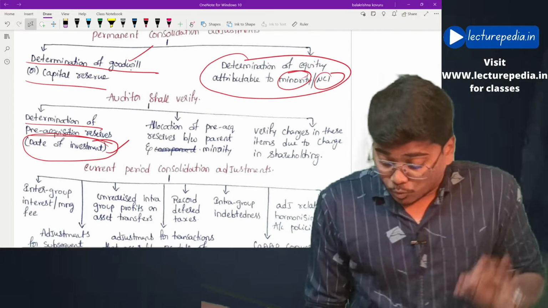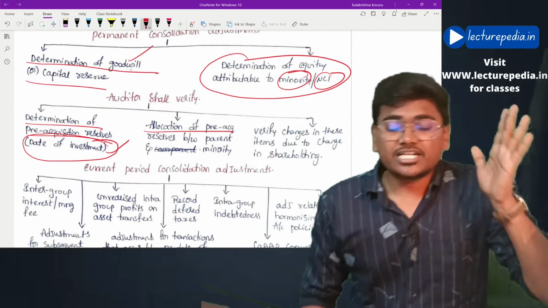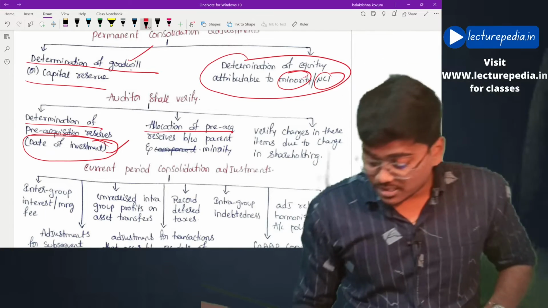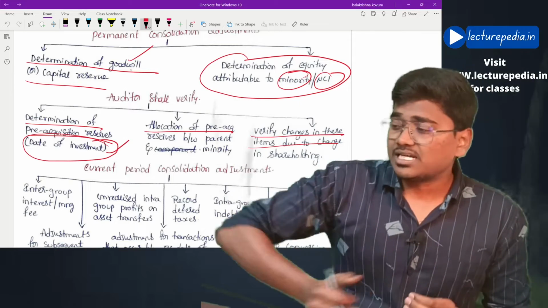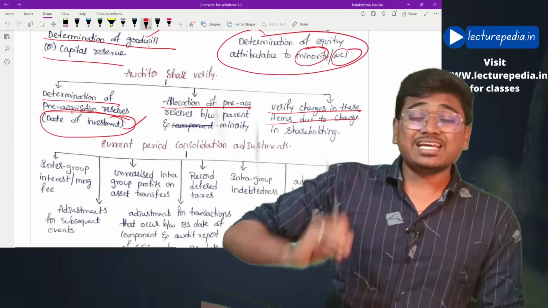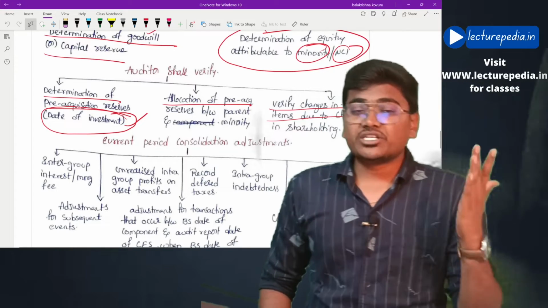Next, whether these pre-acquisition reserves have been properly allocated between the parent entity and the minority, even this has to be verified by the auditor. And finally, verify changes in the shareholding that take place in the current year. These three have to be verified by the auditor regarding permanent consolidation adjustment.